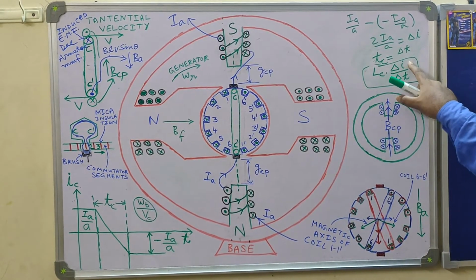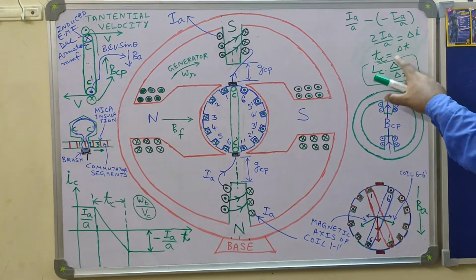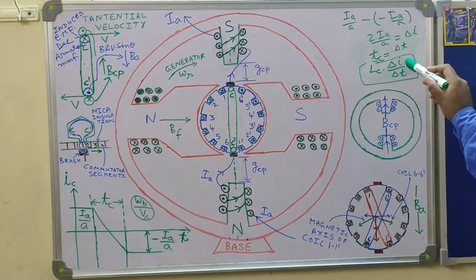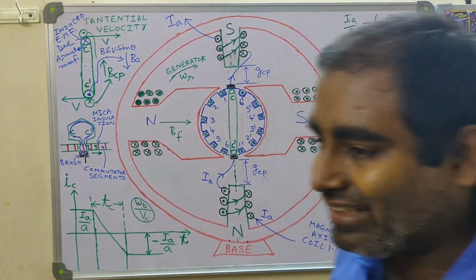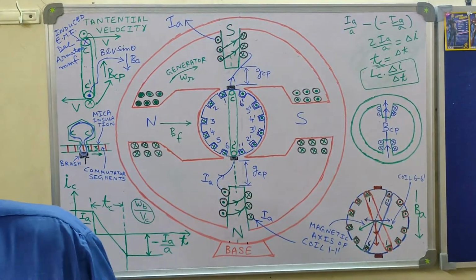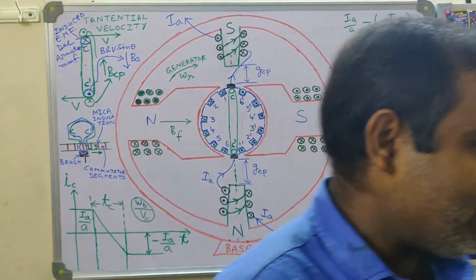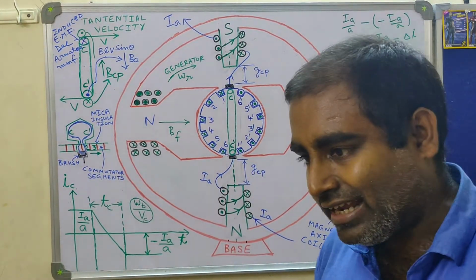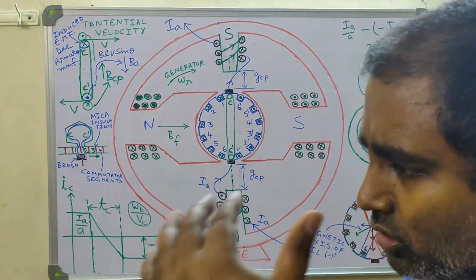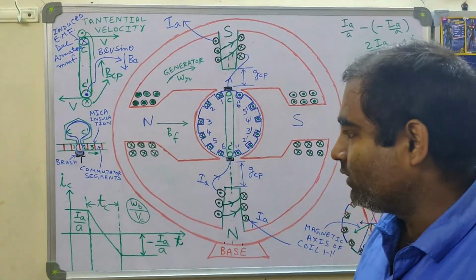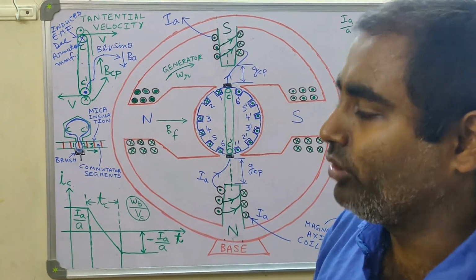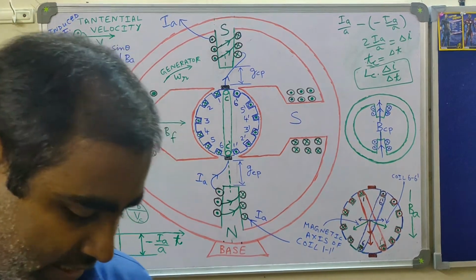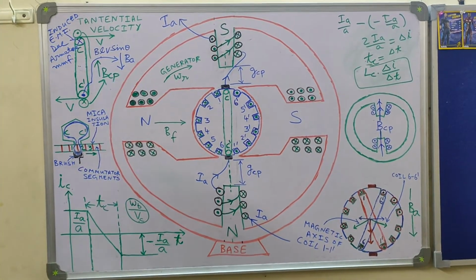So LC into delta I by delta T, that is L di dt, will be the induced EMF in the commutated coil. This induced EMF in the commutated coil is known by the name of reactance voltage. Now this reactance voltage also plays a hindrance. It actually slows down the reversal of coil current. So there is a delay in commutation. If there is a delay in commutation, what happens? The current will take longer time to reverse.